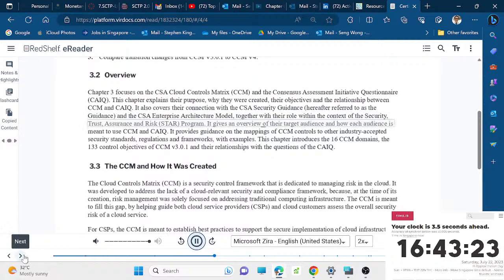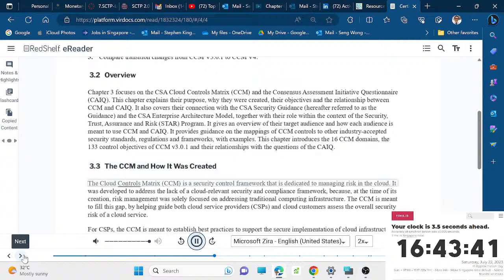It gives an overview of their target audience and how each audience is meant to use CCM and CAIQ. It provides guidance on the mappings of CCM controls to other industry-accepted security standards, regulations, and frameworks, with examples. This chapter introduces the 16 CCM domains, the 133 control objectives of CCM v3.0.1 and their relationships with the questions of the CAIQ.